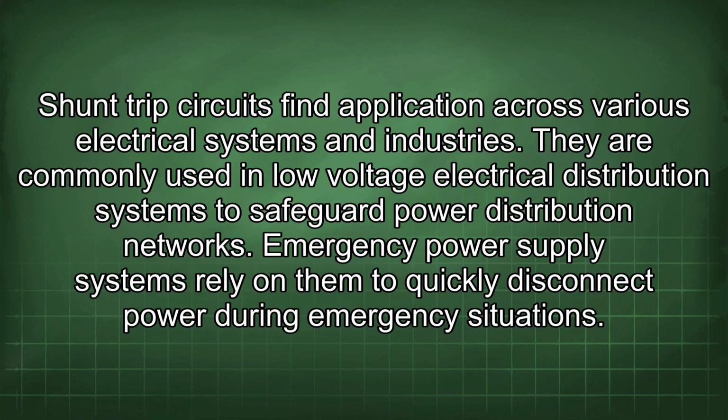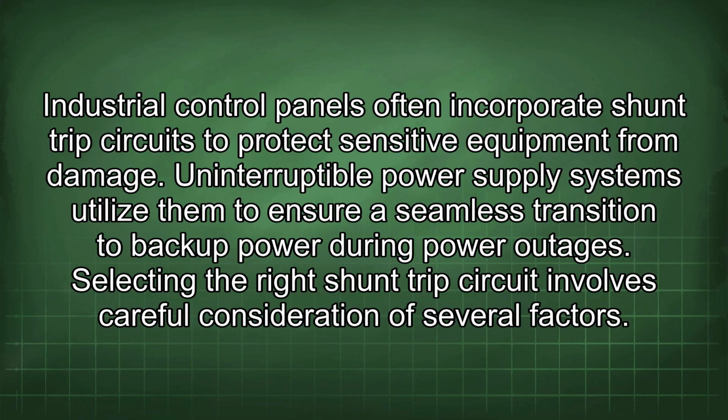Shunt trip circuits find application across various electrical systems and industries. They are commonly used in low-voltage electrical distribution systems to safeguard power distribution networks. Emergency power supply systems rely on them to quickly disconnect power during emergency situations. Industrial control panels often incorporate shunt trip circuits to protect sensitive equipment from damage. Uninterruptible power supply systems utilize them to ensure a seamless transition to backup power during power outages.